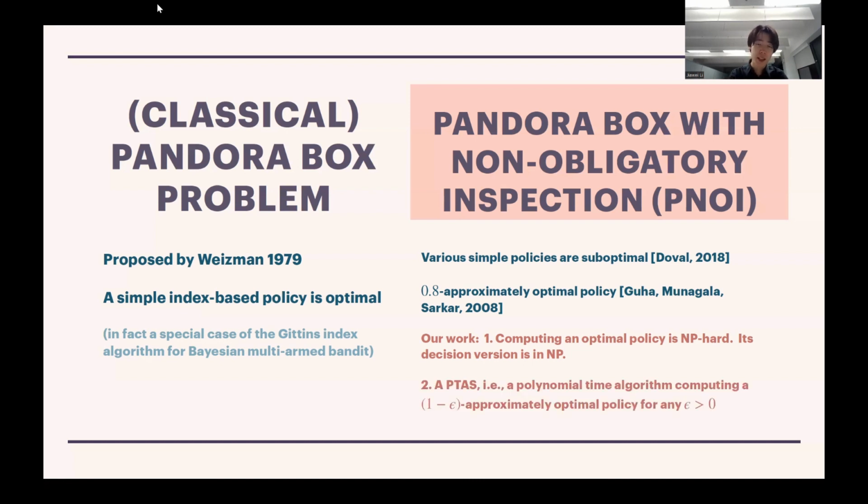And the second result of our work is a PTAS. So we show that for any constant epsilon, we can find a polynomial time algorithm to compute a 1 minus epsilon approximation optimal policy. Okay. So our work almost closed the gap. Computing an exact optimal policy is hard, but you can approximate arbitrarily well in polynomial time.